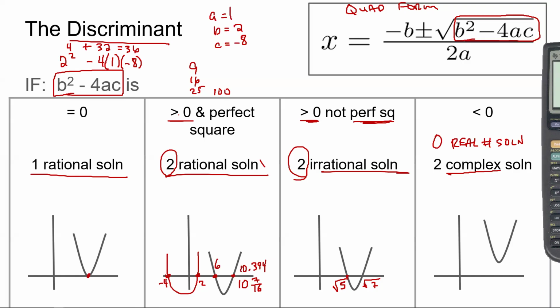It was greater than 0, and it's a perfect square. 36 is definitely greater than 0, and it is a perfect square. So I got two rational solutions like -4 and 2. All right. But these other possibilities are out there, and it's just good to kind of know about them.